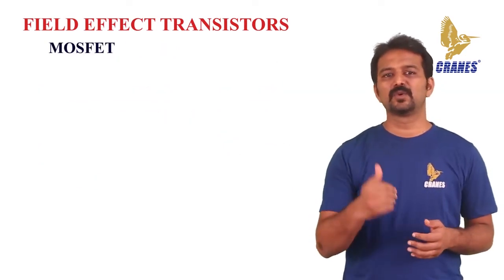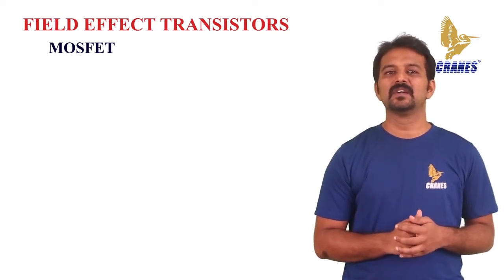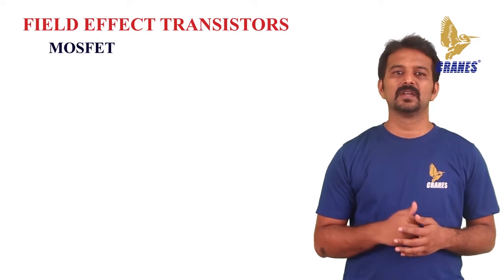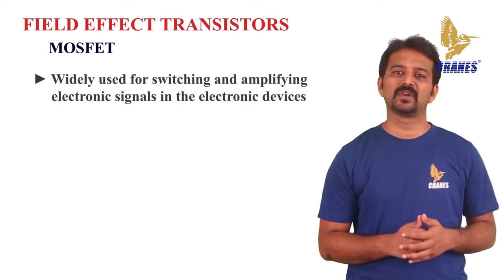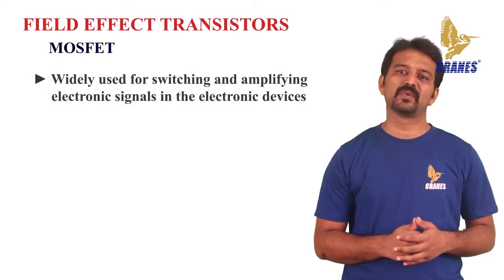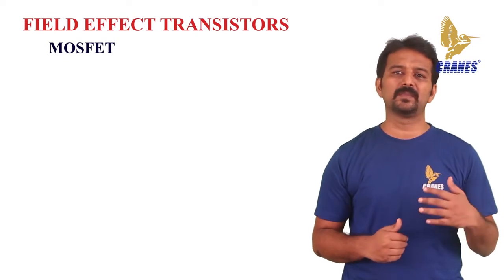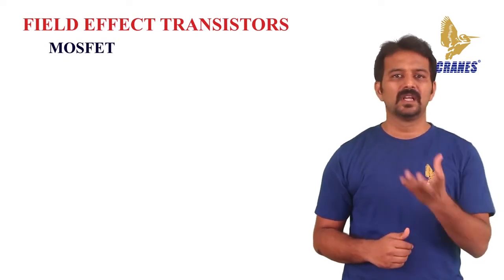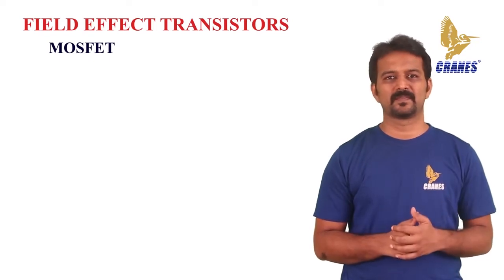MOSFET. Let's look into the MOSFET. MOSFET, which stands for metal oxide semiconductor field effect transistor, is a semiconductor device which is widely used for switching and amplifying electronic signals in electronic devices. The MOSFET is a core of the integrated circuit and it can be designed and fabricated in a single chip because of its very small size.